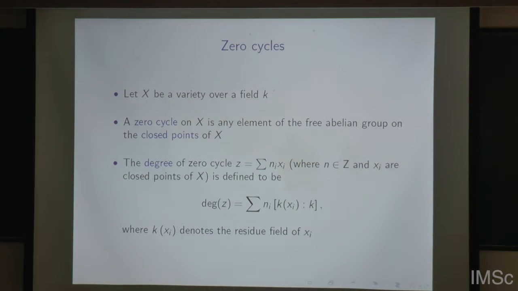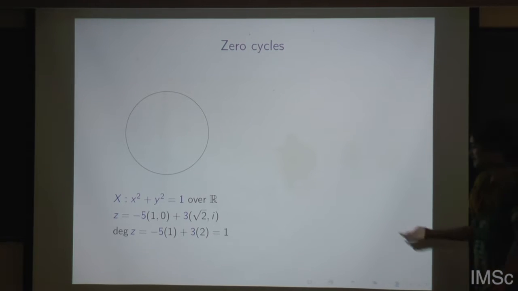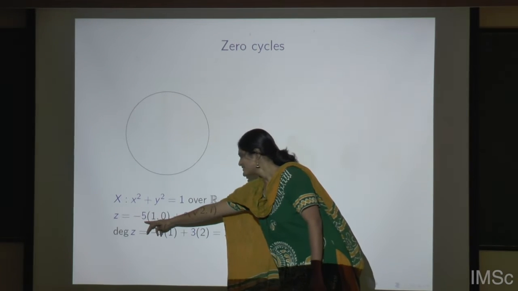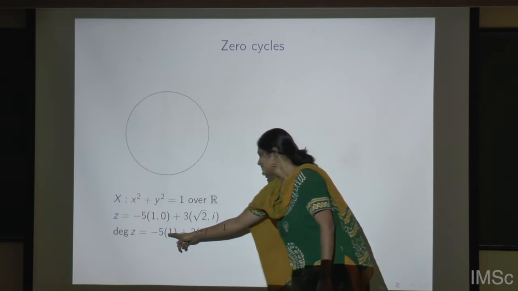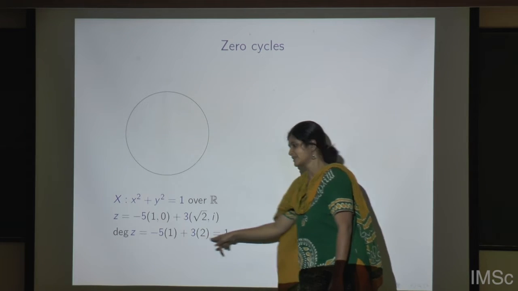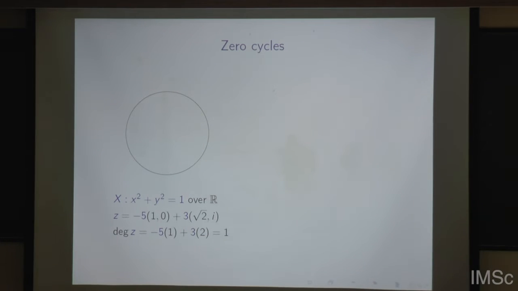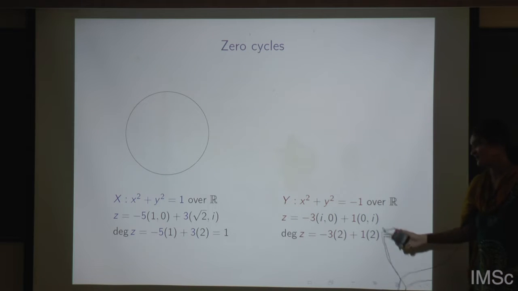Again, maybe an example would be good. Let's keep the running example in mind: the circle. Let's look at some zero cycles. Take minus 5 copies of (1, 0) and 3 copies of (root 2, i). What is the degree? It's minus 5, but this is a real point, so its weight is 1. The other is a complex point, so its weight is 2. So you get a zero cycle of degree 1. If you twist the example, say you take minus 3 copies of (1, 0) and 1 copy of (0, i), you can calculate its degree is going to be minus 4. And of course you can now try to see how you can come up with a zero cycle of degree 1 in this example.